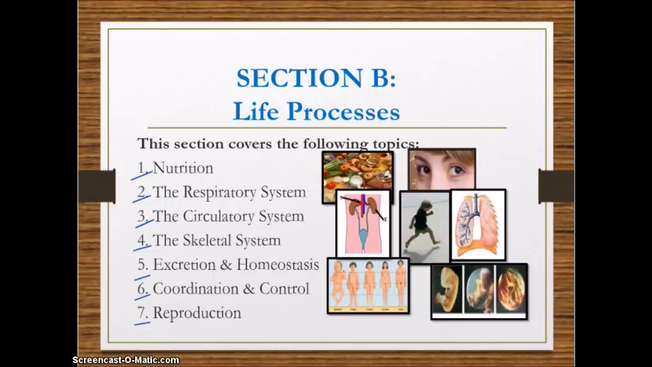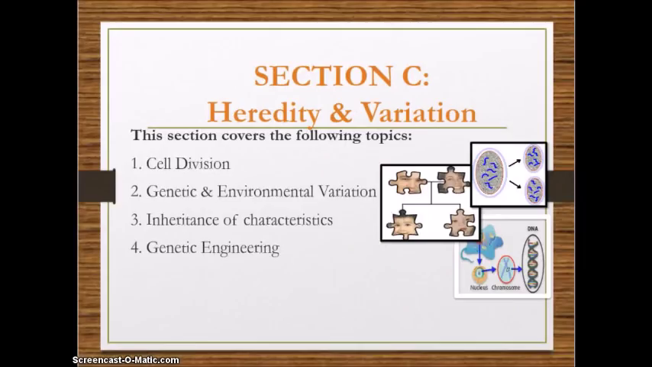Okay, let's move on to section C, heredity and variation. So this section covers the following topics. So we're going to look at cell division, basically the differences between mitosis and meiosis. So you should know the key features of each type of cell division and be able to compare them, the differences and any similarities. And then secondly, genetic and environmental variation.